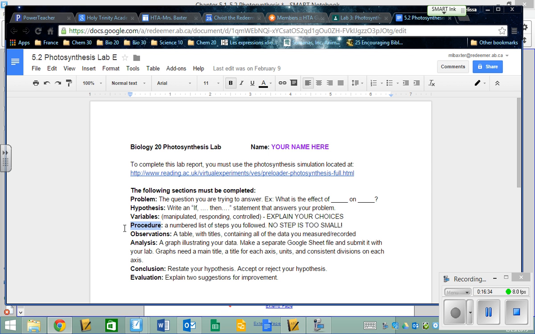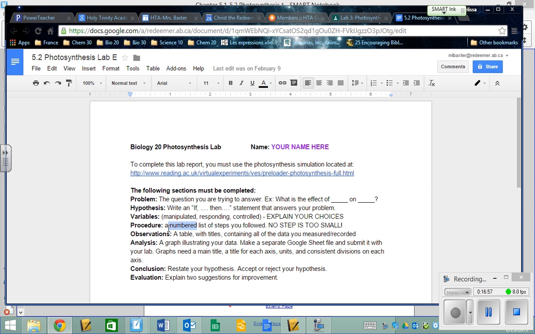The thing I do want to mention, no step is too small. If you did something, you have to put it in the procedure. I should be able to give your procedure to someone who knows 0 about anything biology related, and they could follow the steps and do what you did. The steps should be numbered, so make a list, 1, 2, 3, 4, 5, 6, 7, 8, until you're done all of your steps.